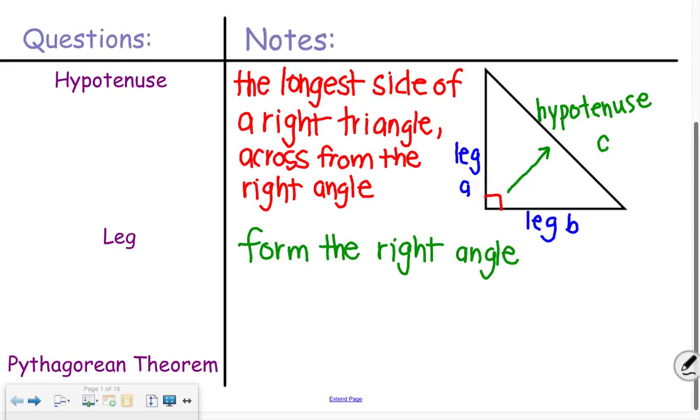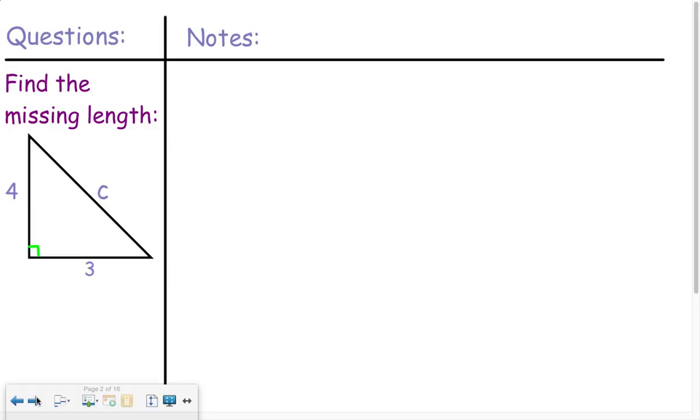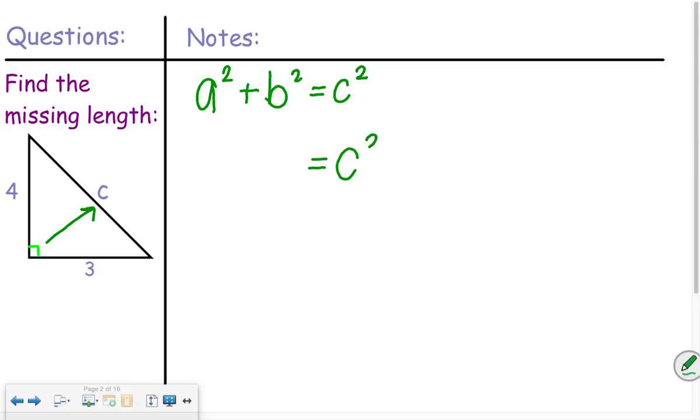The Pythagorean theorem equation is A squared plus B squared equals C squared. So both of the legs squared have to equal the hypotenuse squared. First example, find the missing length. So draw that right triangle, and on every problem, I am always going to locate the hypotenuse first. So if I go across from my right angle, I have C, so that is what I'm going to solve for. So I am solving for C.